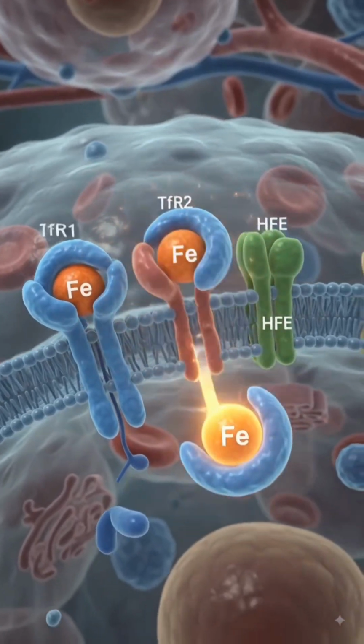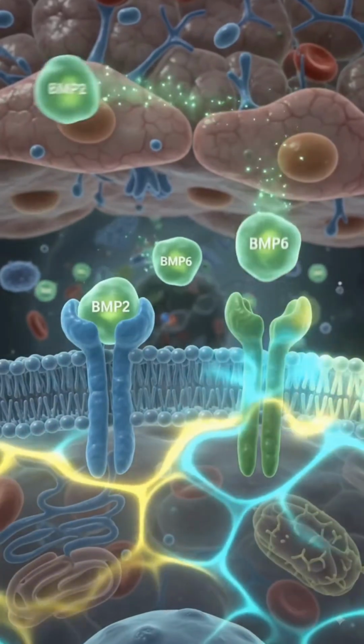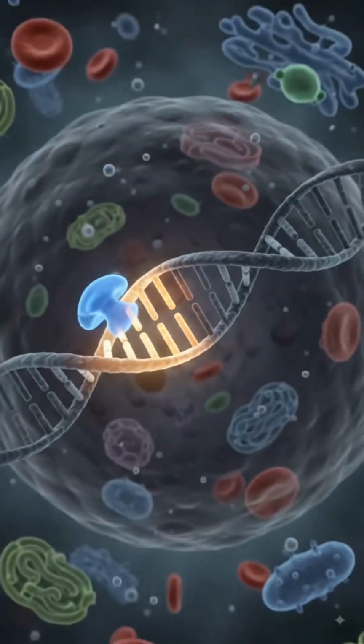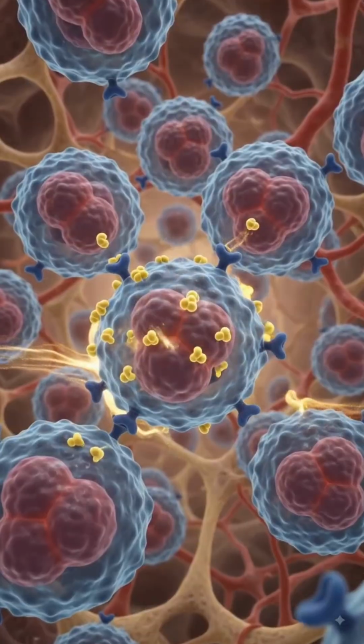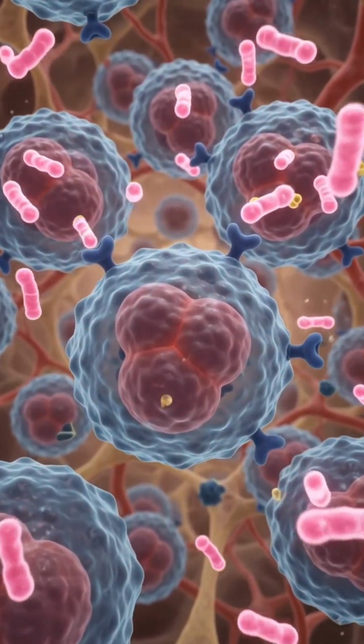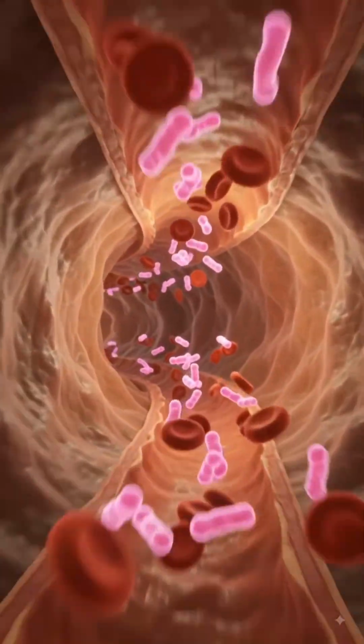Circulating iron binds to transferrin receptors. This activates signaling through BMP receptors. This drives hepcidin gene transcription. Erythroblasts secrete the hormone erythroferrone. This suppresses hepcidin synthesis in the liver.